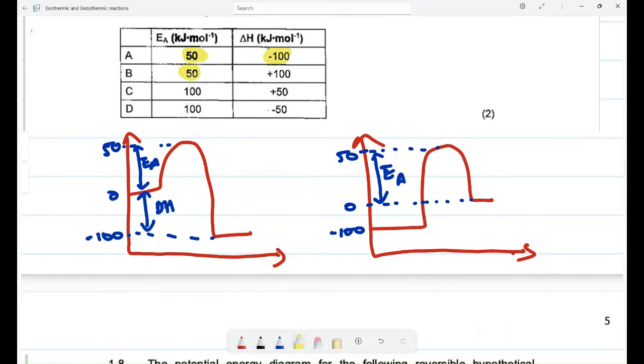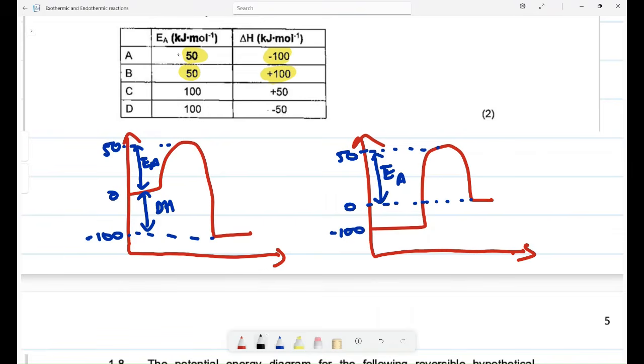And now, change in H can be positive 100. Let's see, energy of the product. It is 0. Can you see change in H? It is the energy of the product, which is 0, minus energy of the reactant, which is minus 100. Can you see this can give us positive 100? So this one is possible.